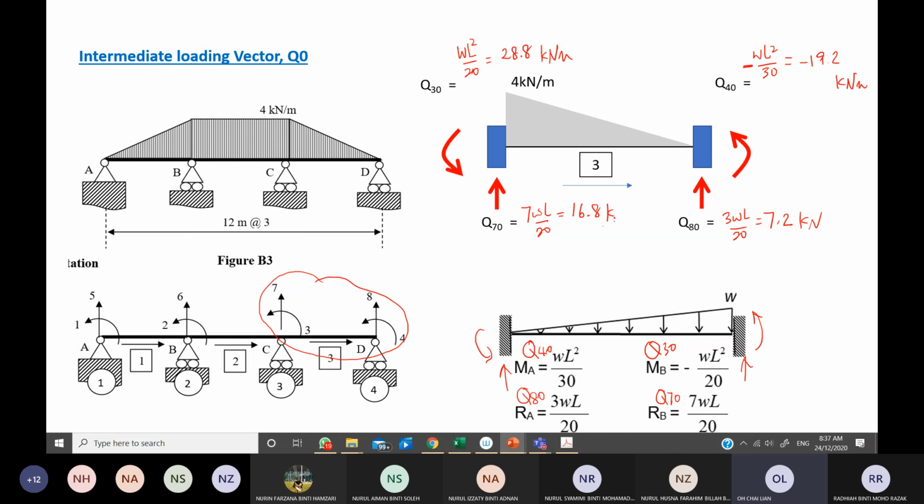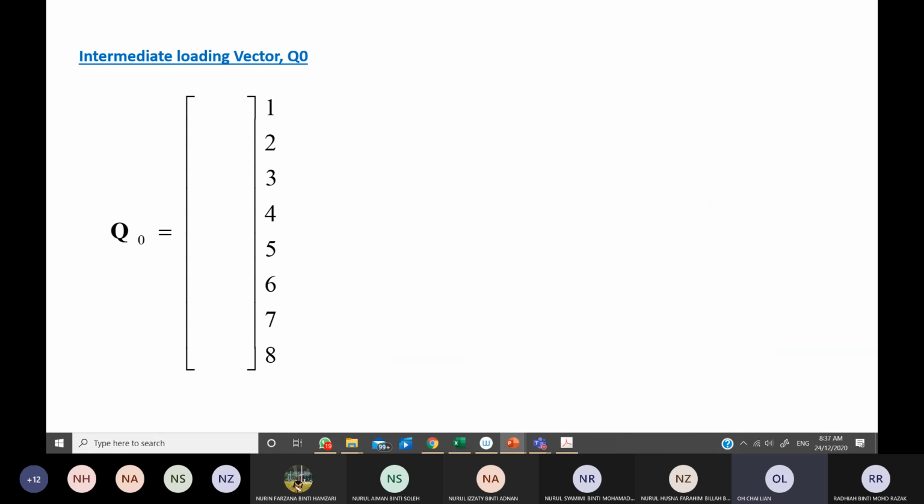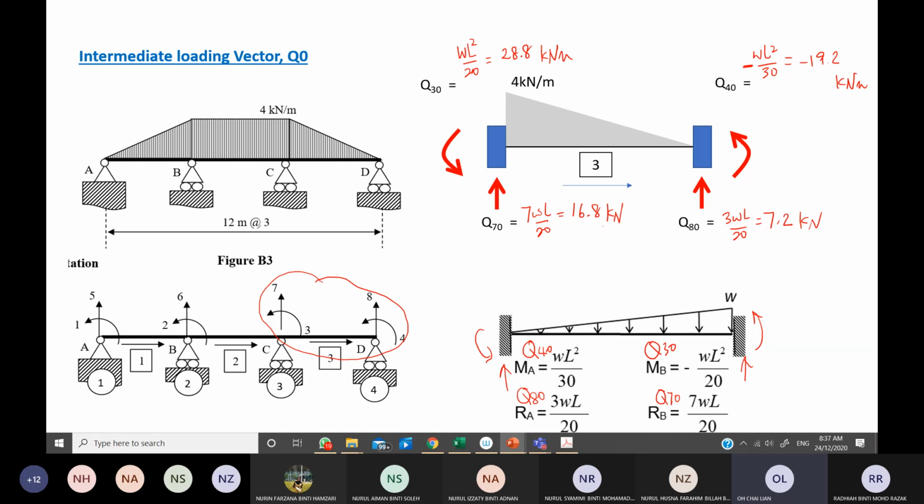Now I would like you to combine all these Q naught into the Q naught vector, like this. I'm going to gather all the information to the patch. You can refer to your exercise, to your tutorial solution, to produce the vector.